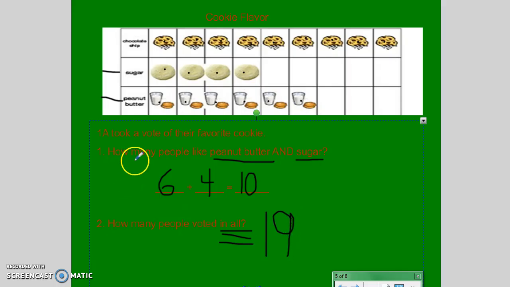So remember, when you're looking at two different things and it says peanut butter and sugar, you add those two numbers together. When you hear how many people voted in all, you want to count everything that you see on the graph.